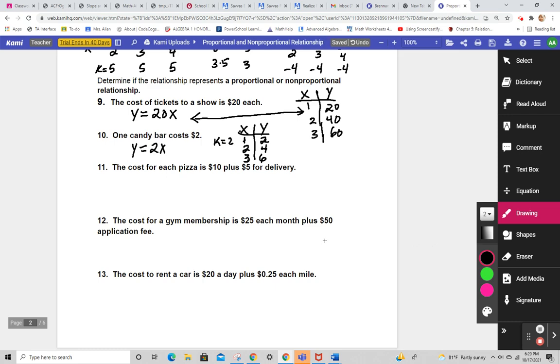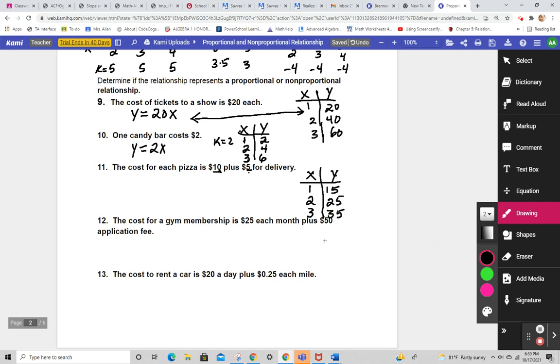All right, let's go to number 11. The cost for each pizza is $10 plus delivery fee. So x, y. This represents the number of pizza. This is going to be the cost. So if we buy one pizza, it's going to cost us $10 plus $5 delivery. That's going to be $15. If we buy 2 pizzas, it's going to be $20, 10 plus 10, $20 plus $5 delivery, it's going to be $25. If we buy 3 pizzas, it's going to cost $30 plus 5, it's going to be $35.